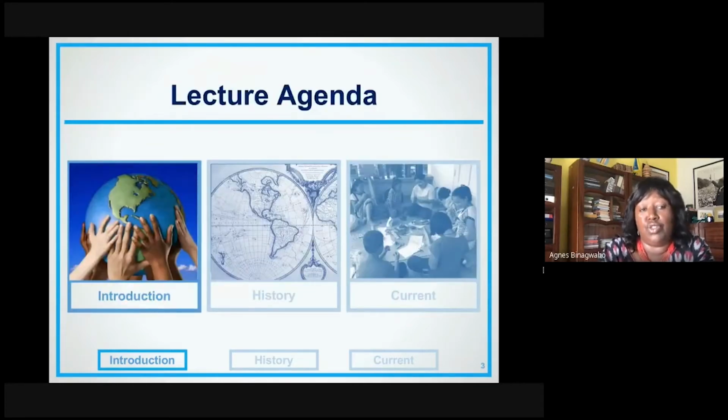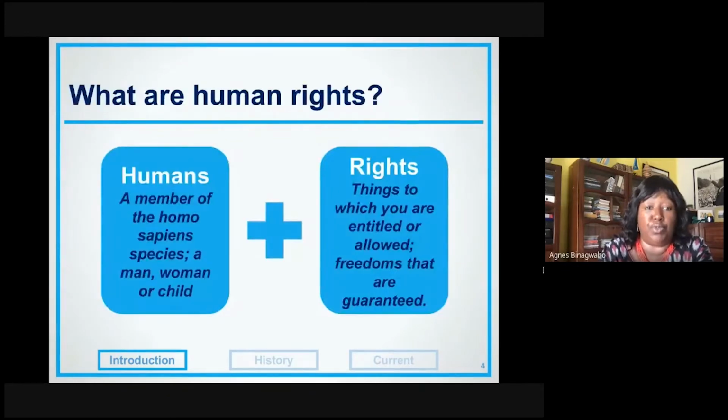As an introduction, I will start with the definition of human rights. Human rights contain two words. First, a human is a member of the Homo sapiens species. It can be a man, a woman, a child, a person of any age, race, origin, or nationality.